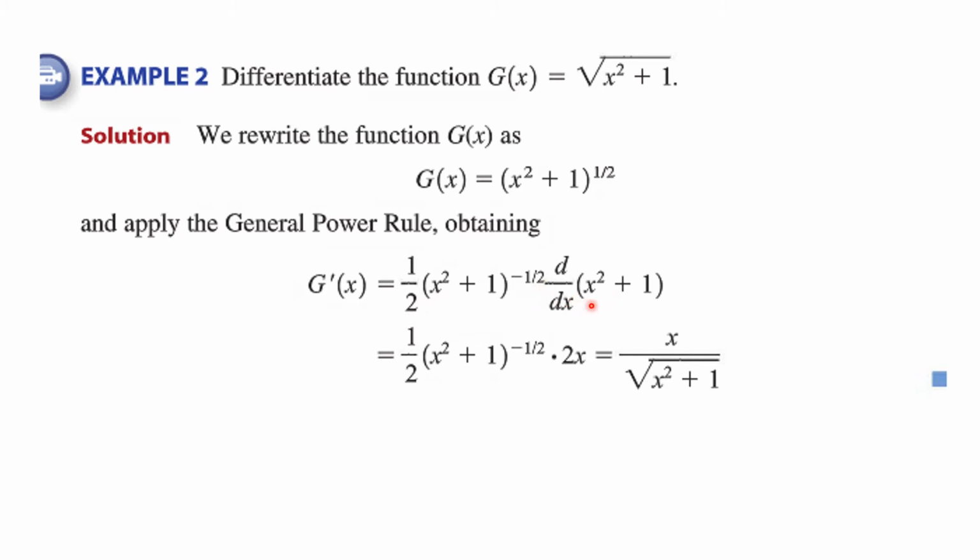But then I have to take the derivative of what's inside, the next layer of the onion. So that's the derivative of x squared plus 1, and that's going to be 2x. So we get this, and often algebra is your friend, and this can be simplified this way.